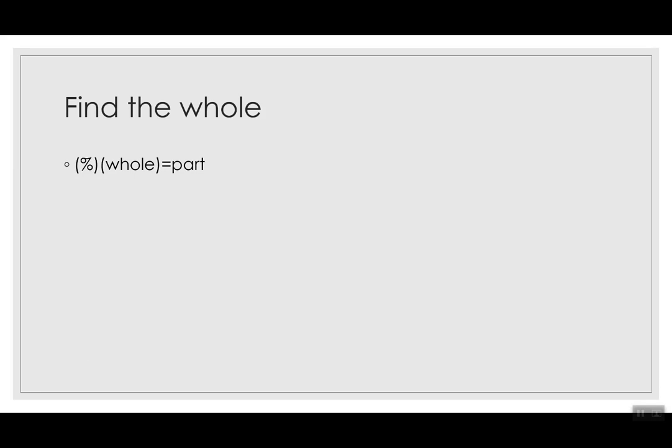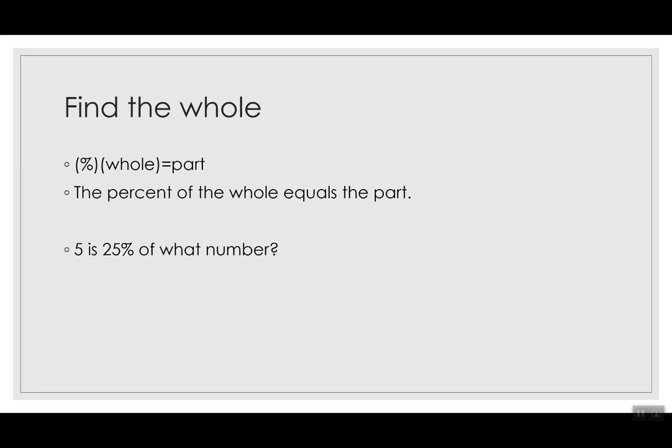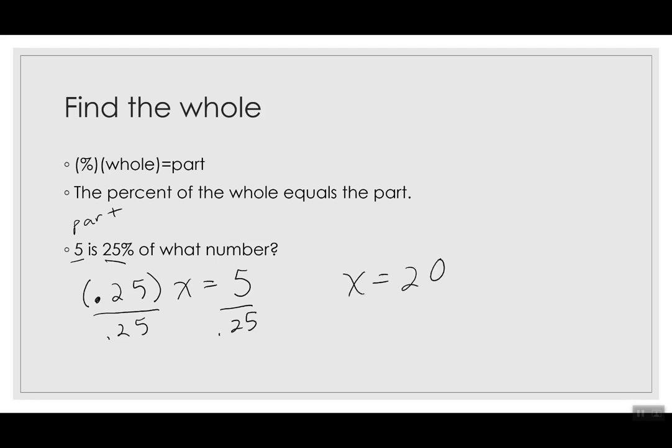What if we wanted to solve for the whole? We still have the equation. The percent of the whole equals the part. So given 5 is 25% of what number, we can figure out what the number is. We want to pay attention to what each thing represents in our original question. 5 is the part. Clearly 25% is our percentage, so we're going to write that as a decimal, 0.25. We don't know the whole, let's call it x. And the part is 5. To solve, we need to divide by 0.25, which says x is equal to 20.